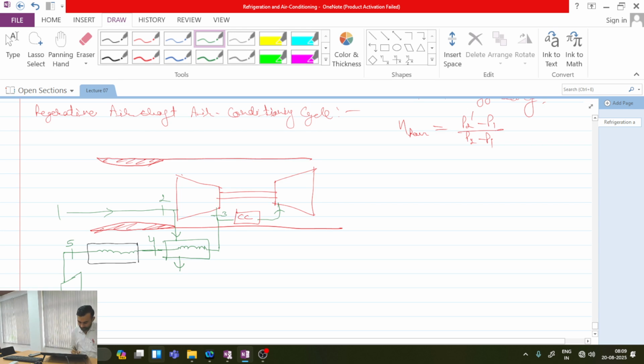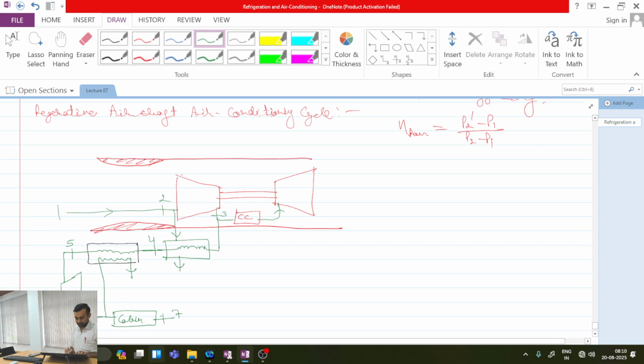Now whatever air I have at 0.6, I will bifurcate it into two parts. One part I will send to the cabin for cooling, where 6 will become 7, and a fraction of this air will be passed through this heat exchanger and used for cooling from 4 to 5. Is this point clear? All are agreeing to this point? So now you can see that we have one limitation. This point 3, it can be cooled maximum up to which temperature?